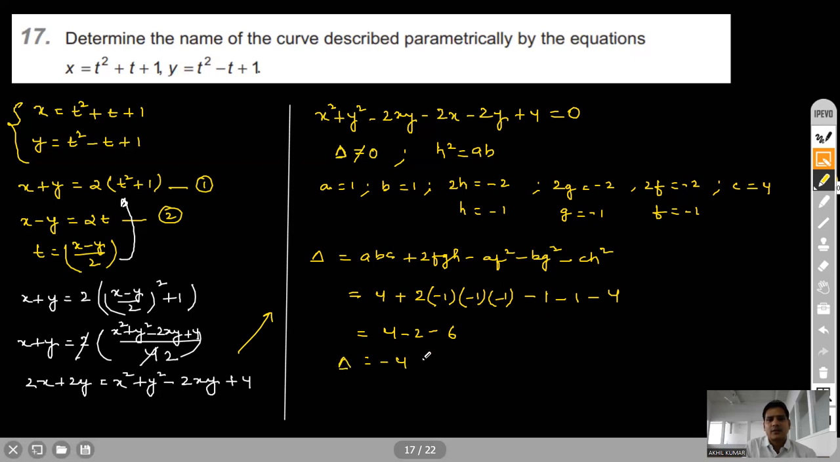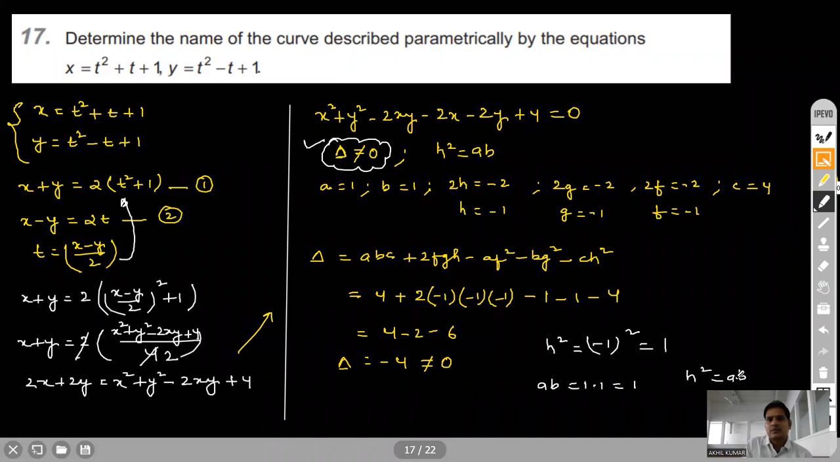So delta is coming out to be non-zero, okay? So this condition is satisfied. This condition is fulfilled. Now what is H square? H square is equal to minus 1 whole square, that is equal to 1. And AB is 1 into 1, that is also 1. So this H square is equal to AB. So this condition is also getting satisfied. So since these two conditions are getting satisfied, we can say this above equation represents parabola.